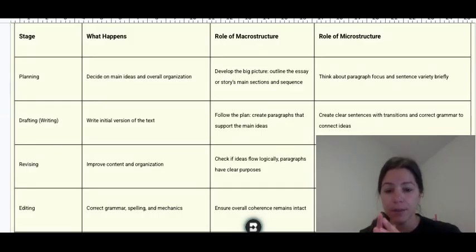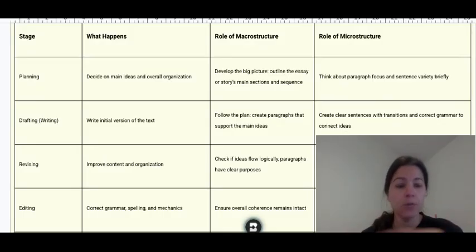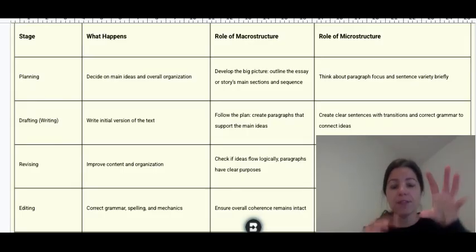When you're drafting, you're writing your initial version of a text. You have to follow a plan. You need a structure for your paragraphs, maybe a paragraph frame, maybe an organizer like TIDE, which we're going to talk about in a little bit. And then you have clear sentences with transitions and correct grammar. We have to connect all of our ideas so they fit into that structure.